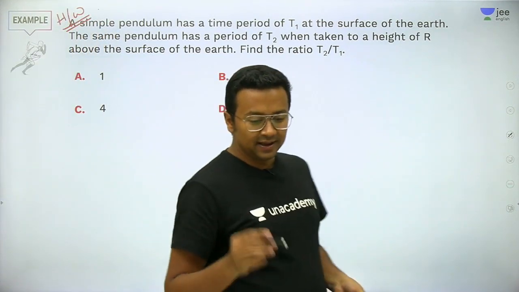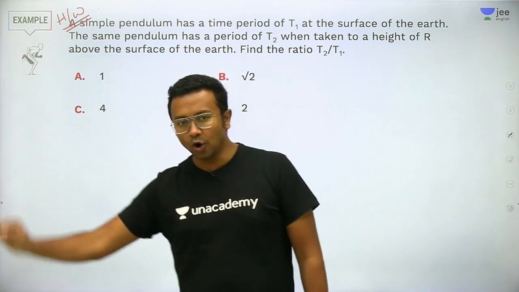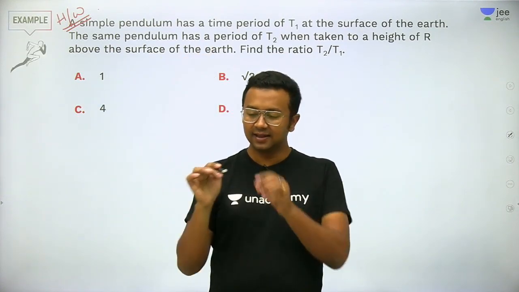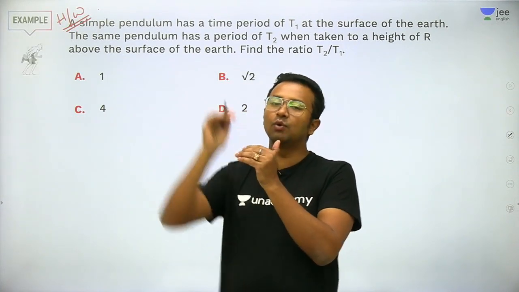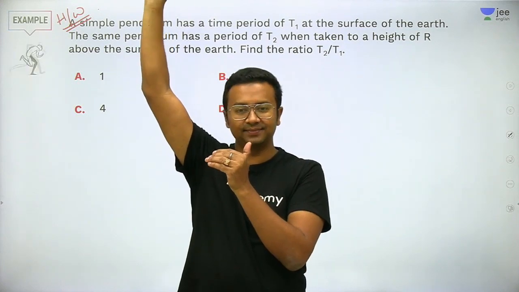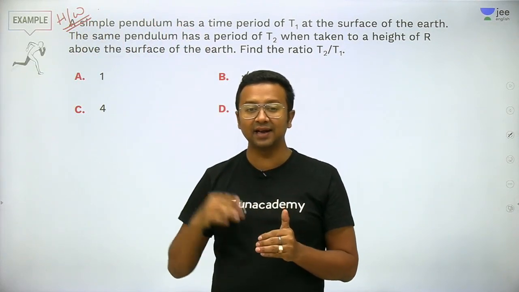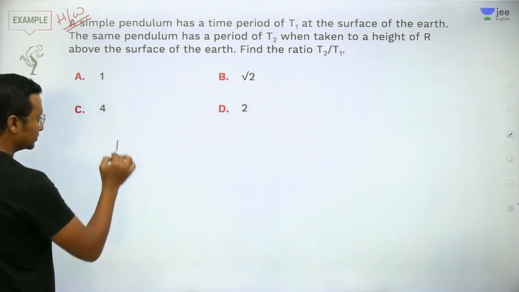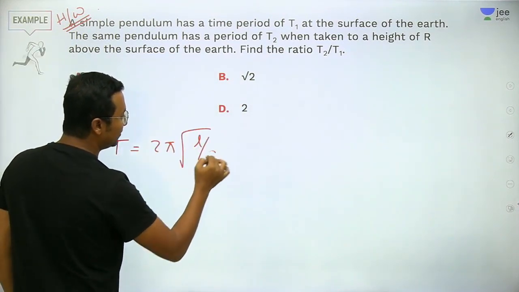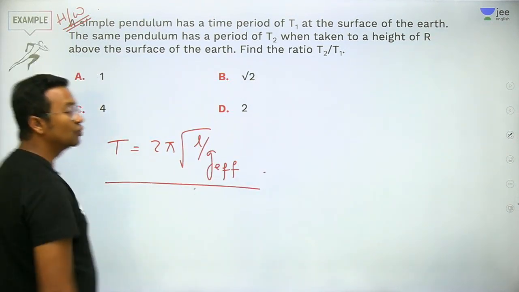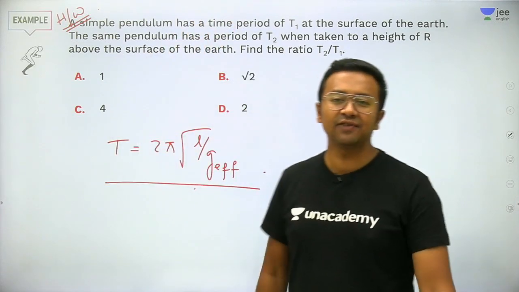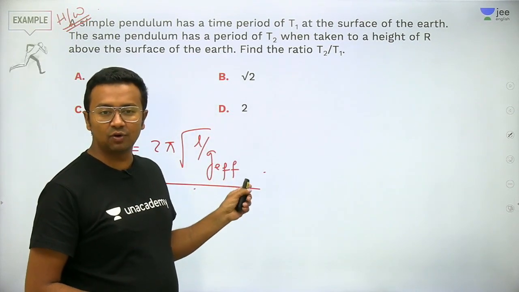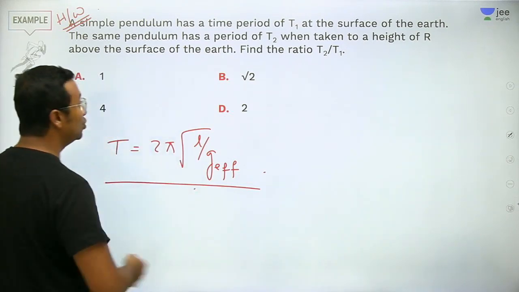We had in this question something very simple. On the surface of the earth, they took the time period T1. Then they took the simple pendulum to a height h equals capital R, and they found out the time period that was equal to T2. They asked us to find the ratio of T2 by T1. Now, time period we know is 2 pi root over L by g effective. So when you take it to a height of h equals R, the g effective value is going to change. You just insert the value of g effective there and get your answer. The answer should come out to option D.